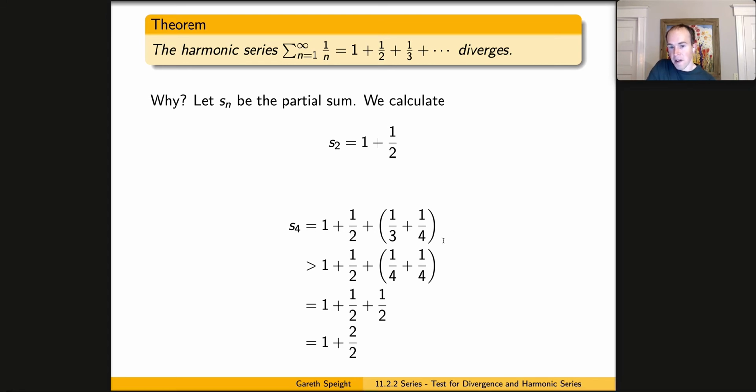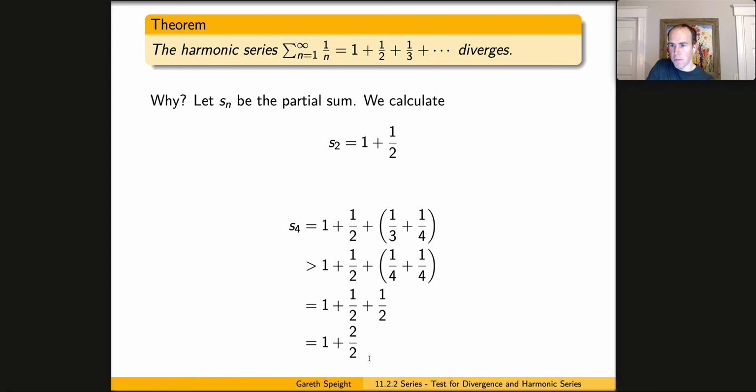So I want to say that 1 over 3 plus 1 over 4 is bigger than 1 over 4 plus 1 over 4. So I'm saying that 1 over 3 is bigger than 1 over 4. Okay, that makes sense. 1 over 3 is 0.33, 1 over 4 is 0.25, that is true. Right, I can make a fraction smaller by making the bottom bigger, which is all I did here. And now the advantage of having 1 over 4 plus 1 over 4 is that it simplifies nicely to 1 over 2. And now I have 1 plus 1 over 2 plus 1 over 2. I have 1 plus 2 over 2.